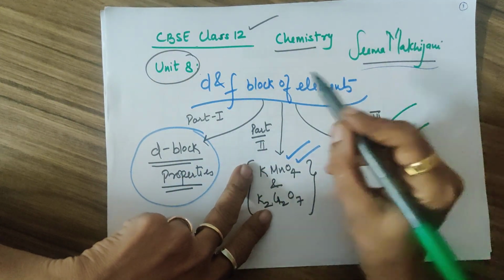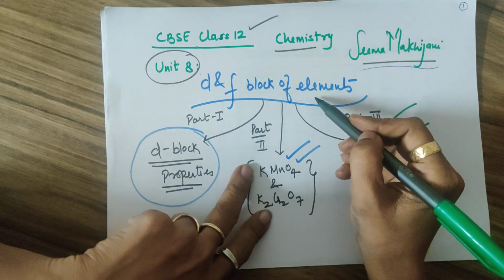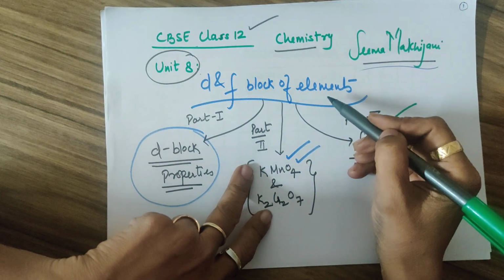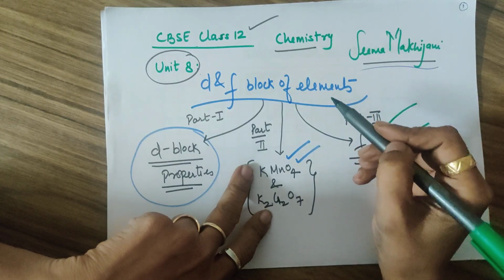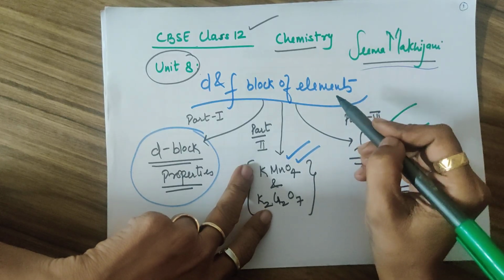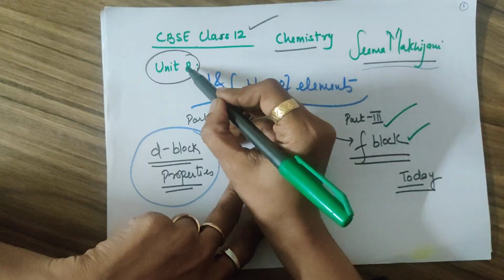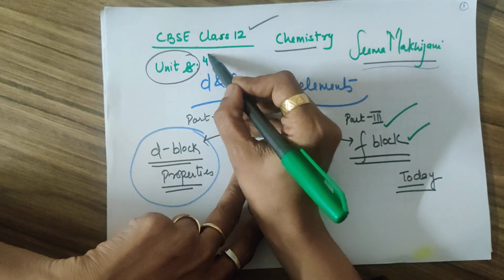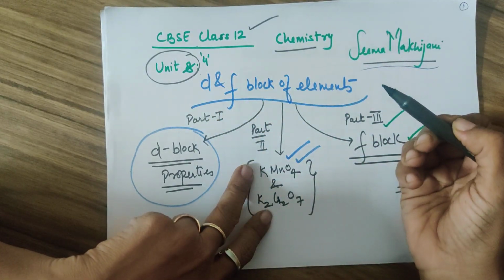I am back with the D and F block of elements. The first part of the video I had not uploaded, so I am doing so now. Now this unit was unit 8 initially, but presently I think it is unit number 5 or unit number 4 according to the present year's book.